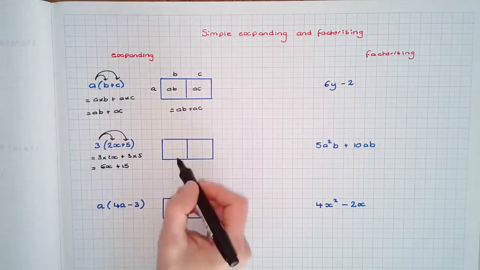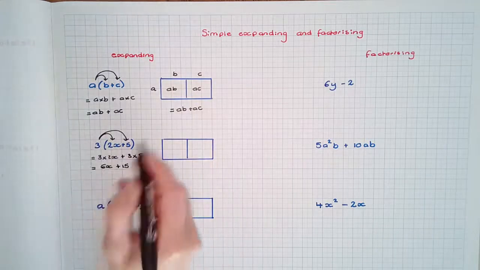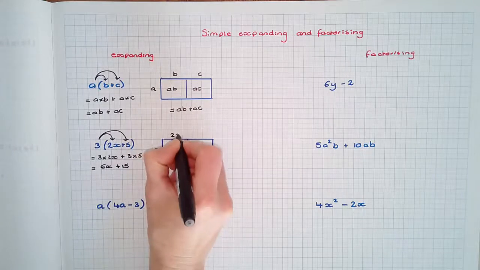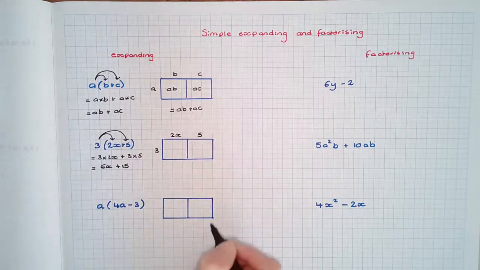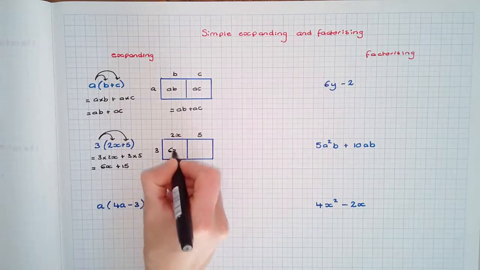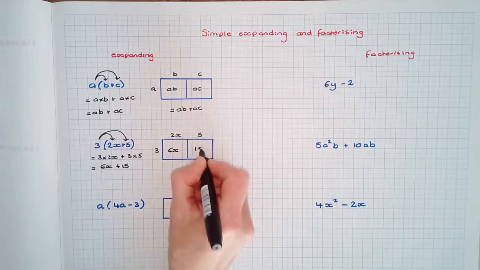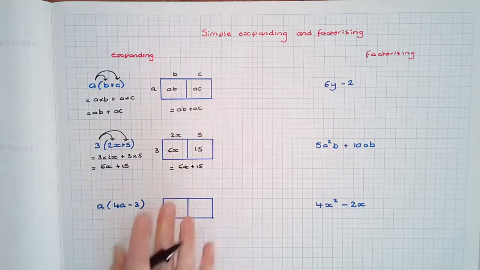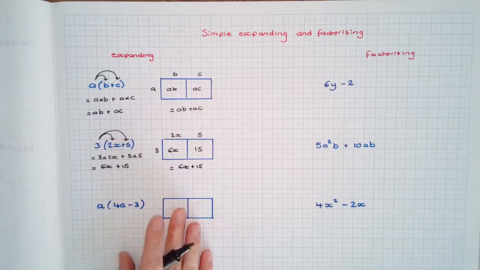Again, we'll show this using the area model. 3 is on the outside of the brackets, and 2x and 5 are the two terms inside the brackets. The area of the first box, 3 times 2x, and the area of the second, and putting them together we get the same answer. Let's do one more example on expanding.